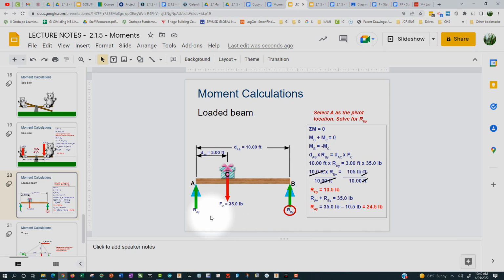So those reaction forces exist, and we've got a birthday present here, but it's not centered. It's over here a little closer, at only 3 feet away, and the whole thing is 10 feet. So would you agree that RAY is going to have to support more of this load of 35 pounds because it's closer over there? Well, the question is, just exactly how much?